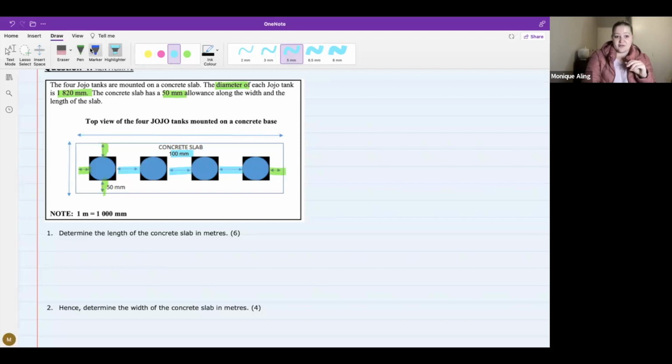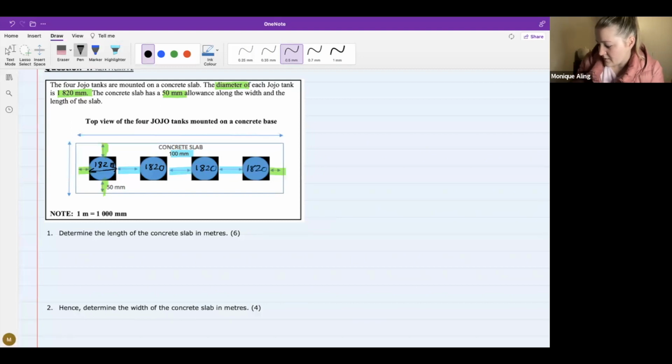Now, just to include the diameter is in the circle from one edge to the other is 1820. Likewise, 1820. So that's pretty much what they've explained to us.